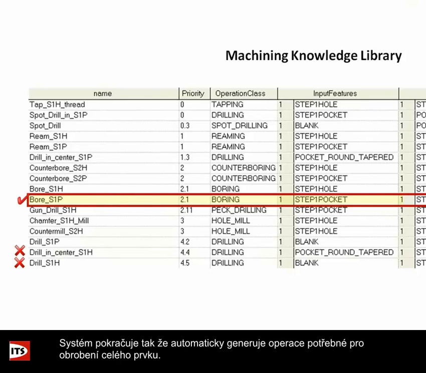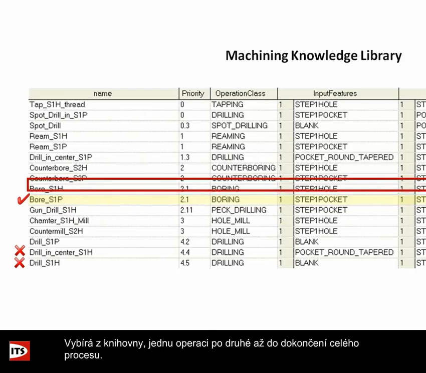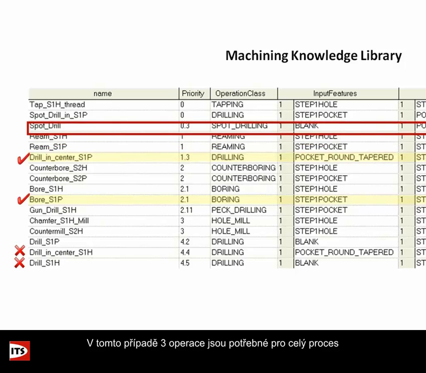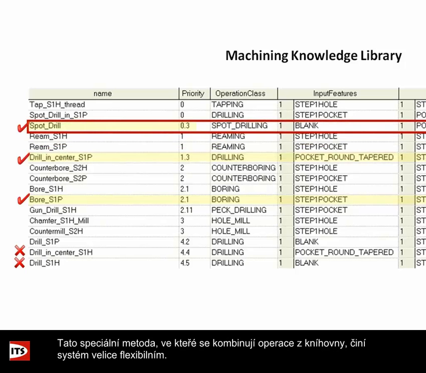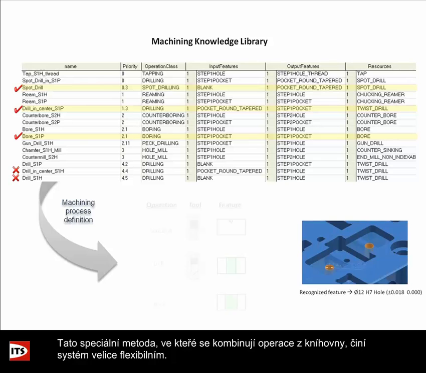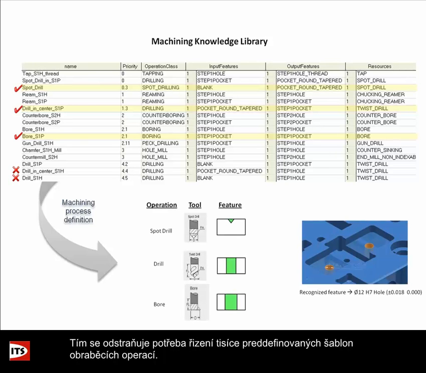The system proceeds to automatically generate the sequence of operations needed to machine this whole feature. It selects subsequent operations from the library until the process is complete. In this case, 3 operations are needed to make up the machining process. This special method of combining individual operations from the machining library makes the system very flexible. It avoids the need to manage thousands of preset machining method templates.